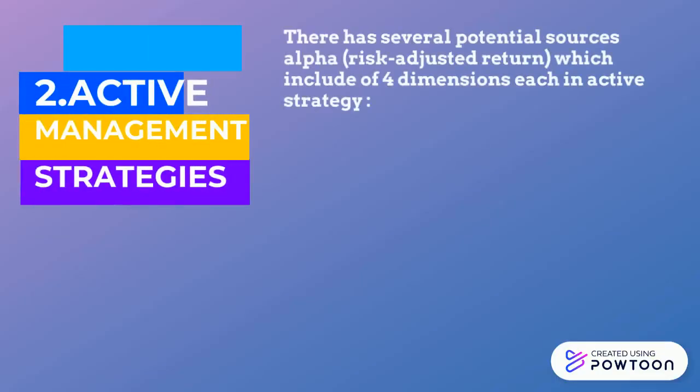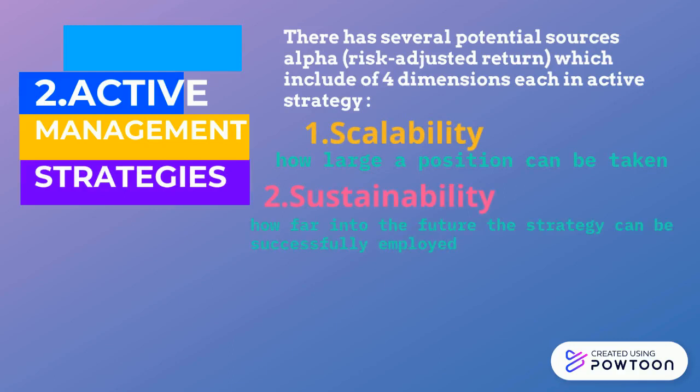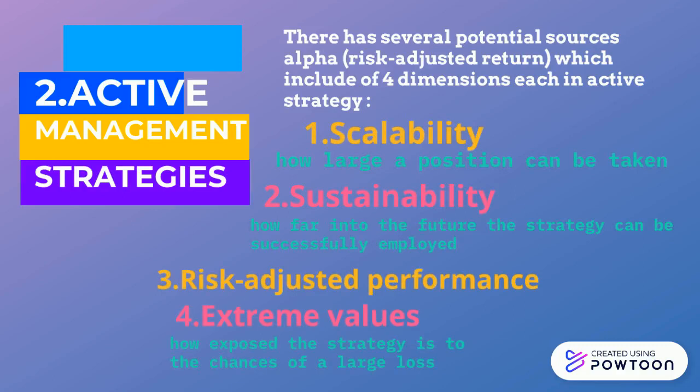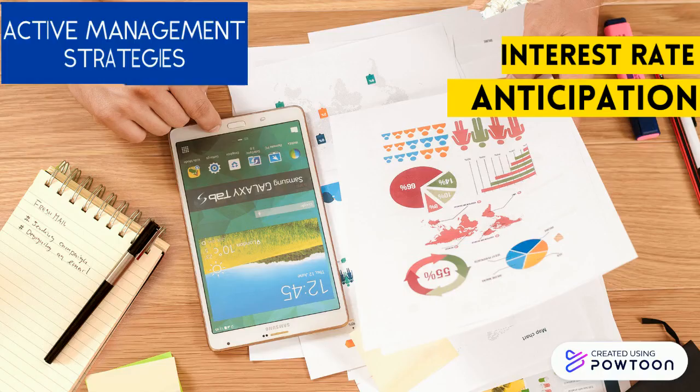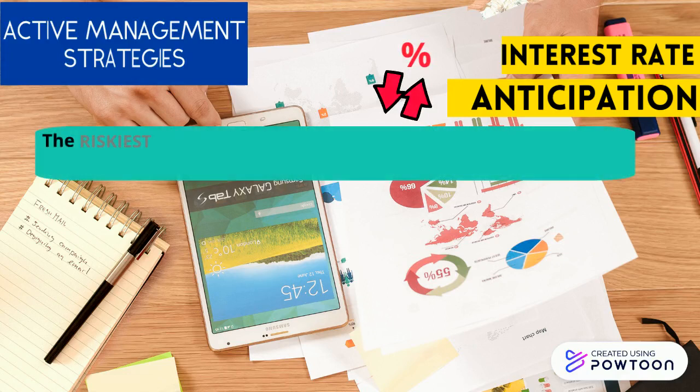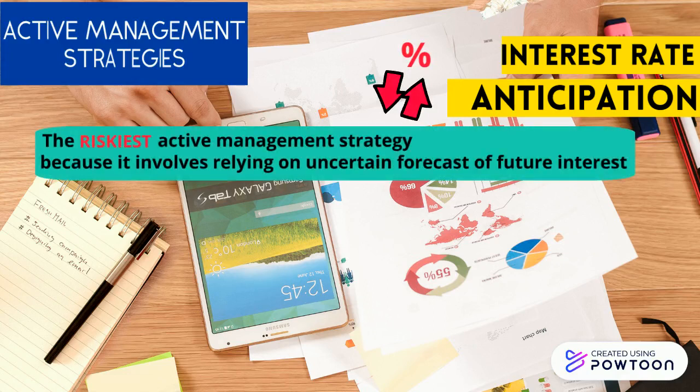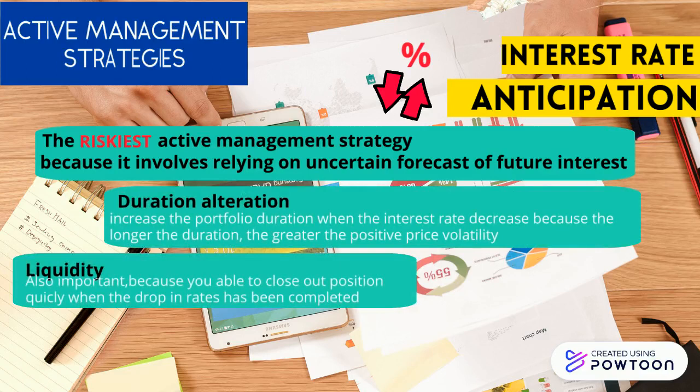Active management strategy. There are several potential sources of alpha. The first one is scalability, the second is sustainability, the third is risk-adjusted performance, and the fourth is extreme values. Interest rate anticipations. The riskiest active management strategy, because it involves relying on uncertain forecasts of future interest rates. In interest rate anticipations, the most important are duration, convexity, and liquidity.